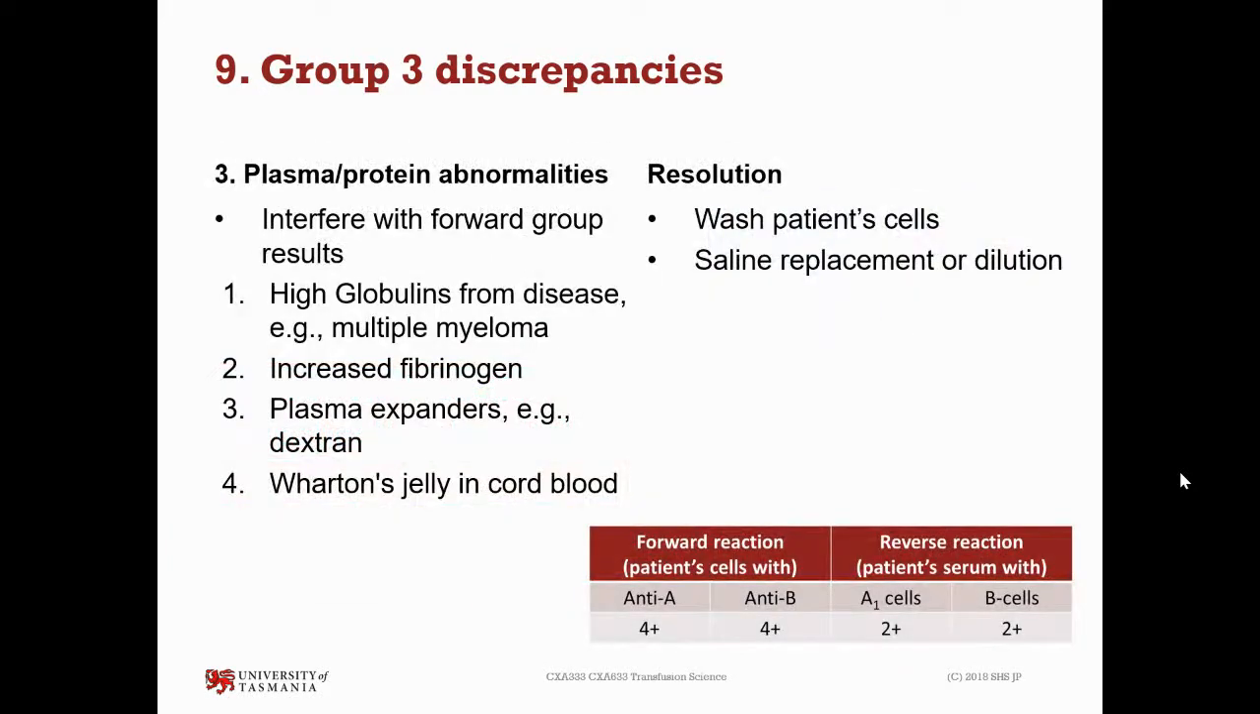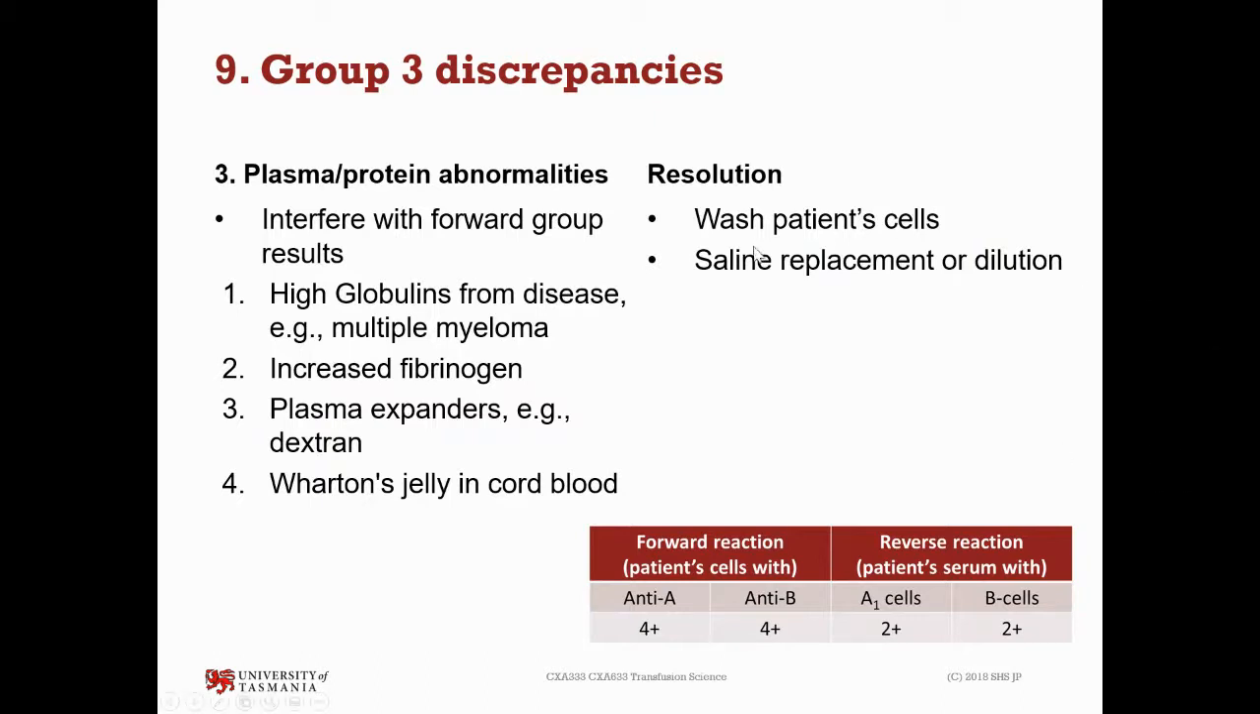So what you need to do with those is you need to wash the patient's cells to remove any protein that may be surrounding the cells and causing rouleau or pseudoagglutination. And so that will help with the forward reaction.